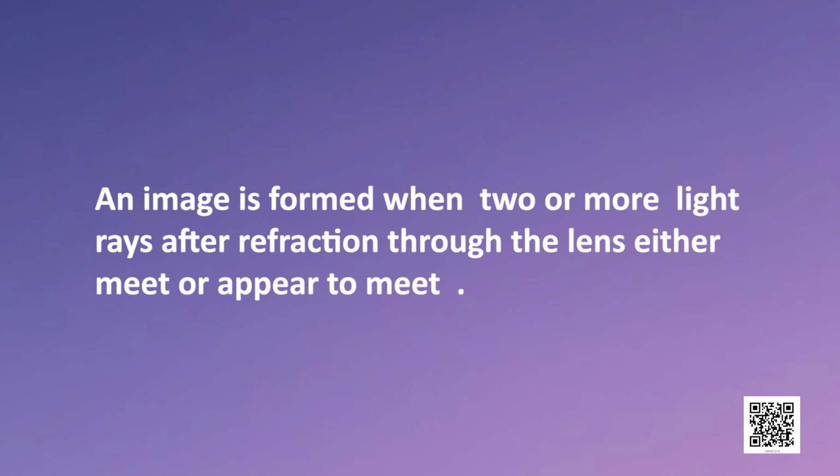In our previous session, we had learnt about image formation using mirrors. We use certain special rays for drawing ray diagrams. Similarly, in the case of lenses also, there are certain special rays which we shall use to form images. An image is formed when two or more light rays after refraction through the lens either meet or appear to meet. When there is an actual intersection of light rays after refraction, a real image is formed, whereas a virtual image is formed due to the apparent intersection of refracted light rays.